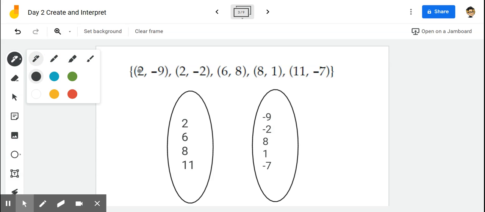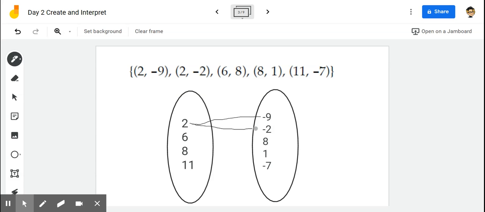So for instance, this point here says that we go from 2 and we go to -9. This one here says we also go to 2, but we go to -2. This one here says we start at 6, but we go to 8. So for every point, there should be a line. So I should end up with 1, 2, 3, 4, 5 points. 8, we go to 1. From 11, we go to -7.